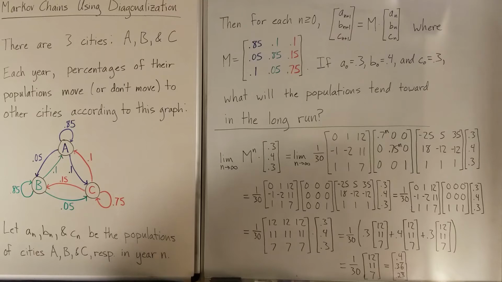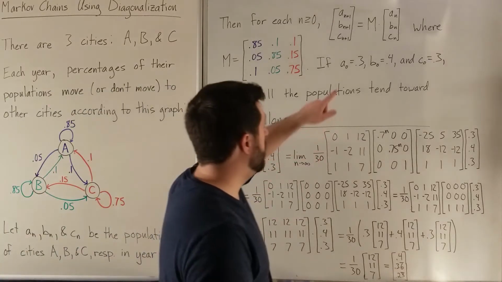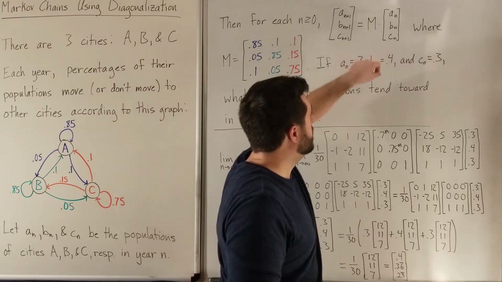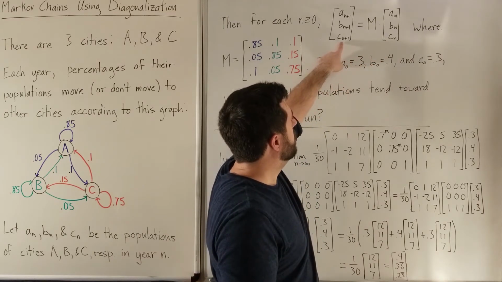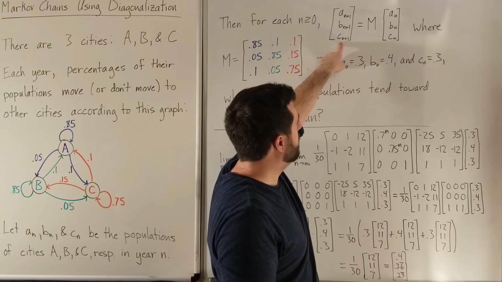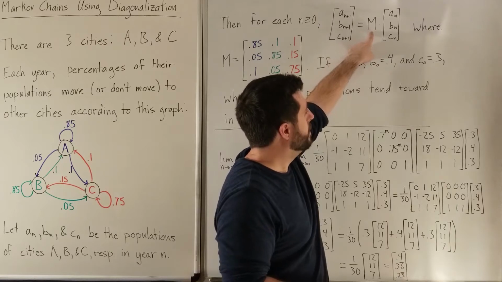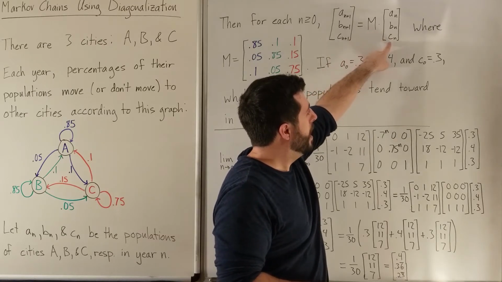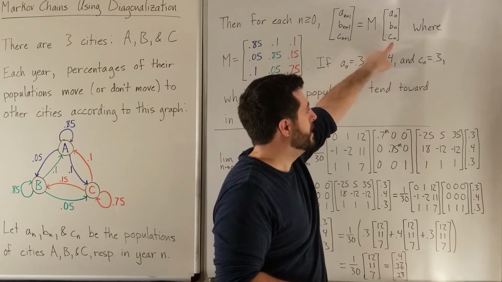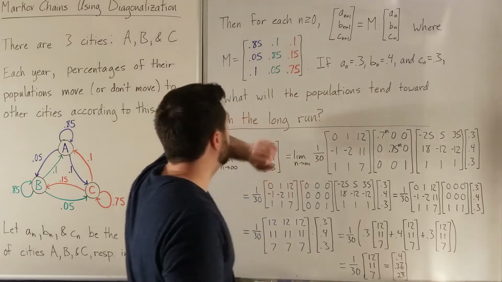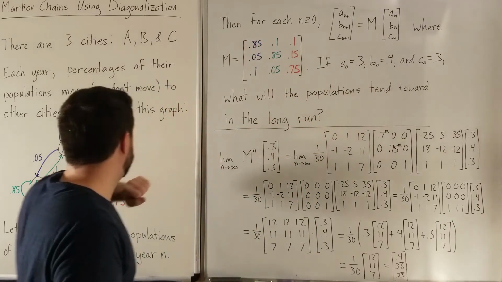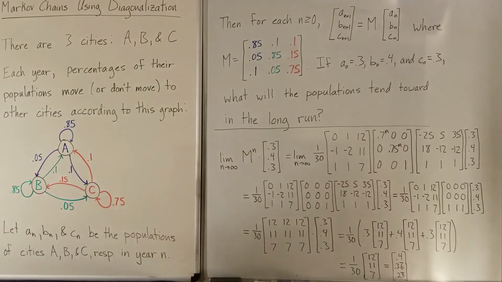So A_n, B_n, and C_n are the populations of these cities, and we want to look at this matrix equation right here. So to get the next set of populations, I want to multiply by some Markov matrix. I want to multiply this Markov matrix by the old populations. And the Markov matrix is literally just the numbers in here arranged in the correct way.